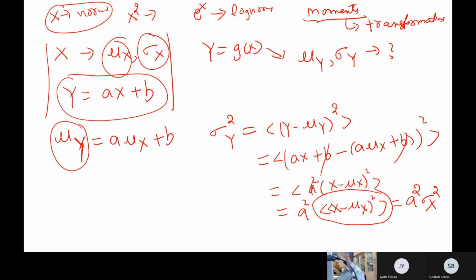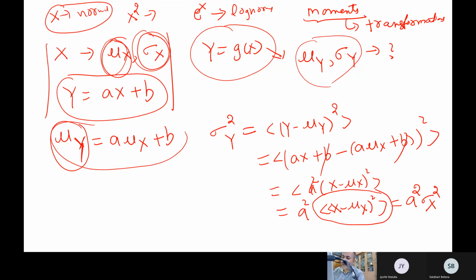Now another thing which is very important is the functions of the moments itself, like how moments get transformed. If I know X, its mean value and standard deviation, here we are not interested in the individual probability density. We are interested only in the moments, and then Y is g of X. So how do mu_Y and sigma_Y come out? Here we are not interested in probabilities, only in moments. We have seen that with linear transformations, how the mean value and the standard deviation look.